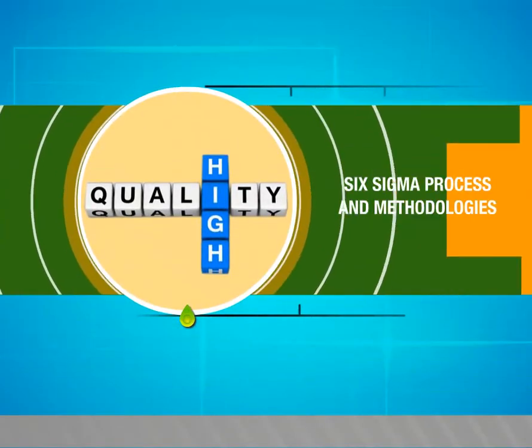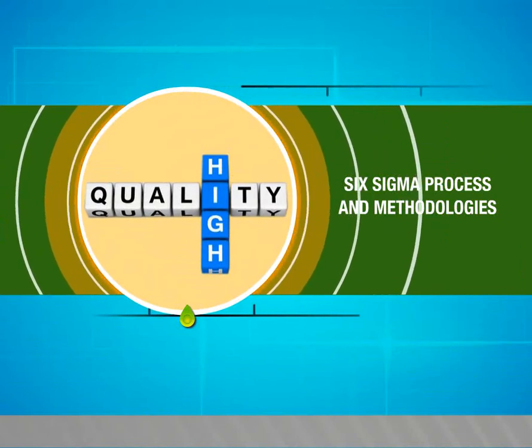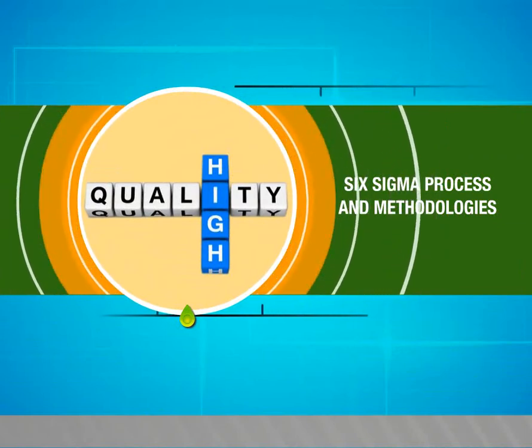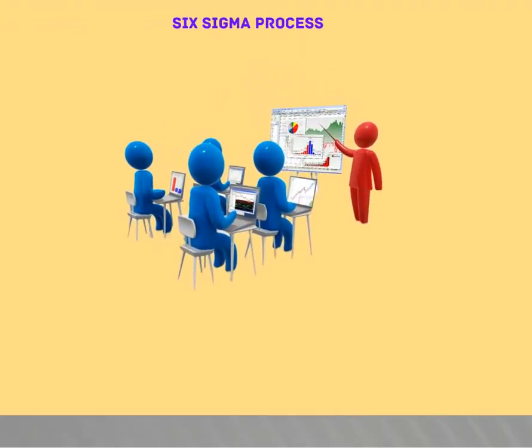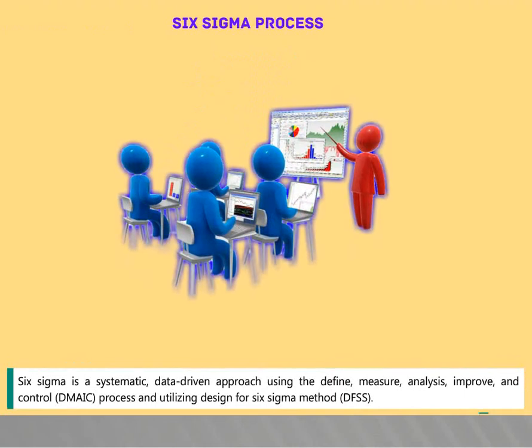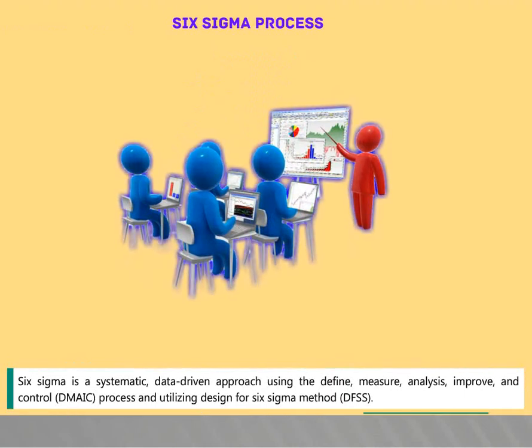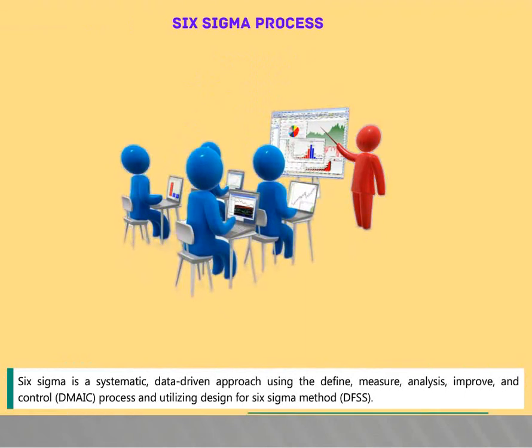Six Sigma process and methodologies. In this video, we are going to see about Six Sigma process and methodologies. Six Sigma process. Six Sigma is a systematic data-driven approach using the define, measure, analyze, improve, and control DMAIC process and utilizing the design for Six Sigma method, DFSS.